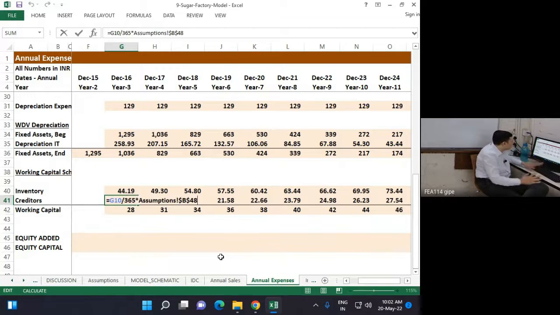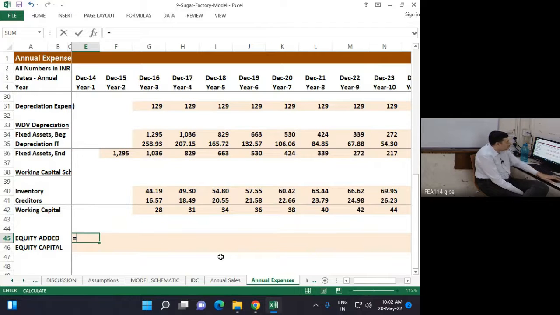Creditors, here it is. Same, COGS upon 365 into number of creditors days. So again, another requirement of working capital is that. So now you can see from the balance sheet point of view, a lot of things are getting taken care of.